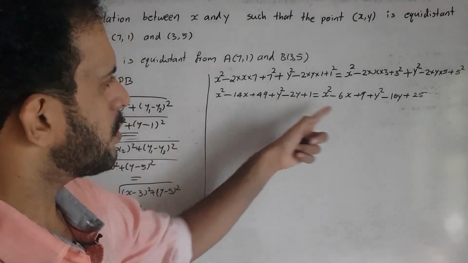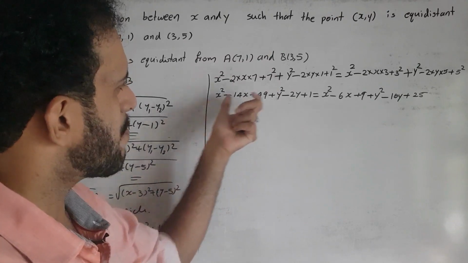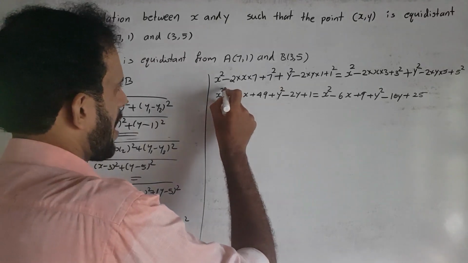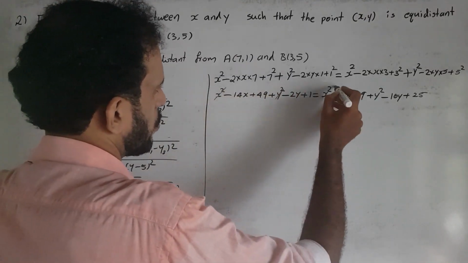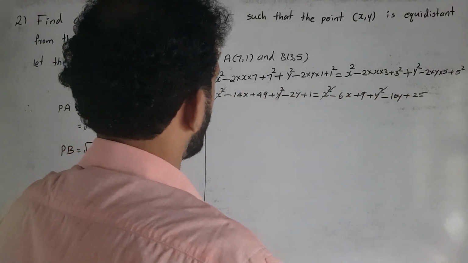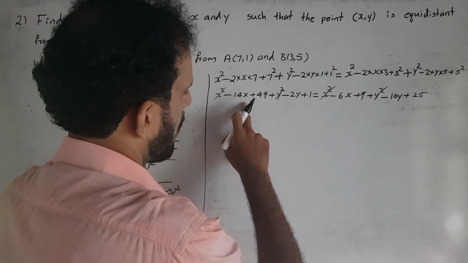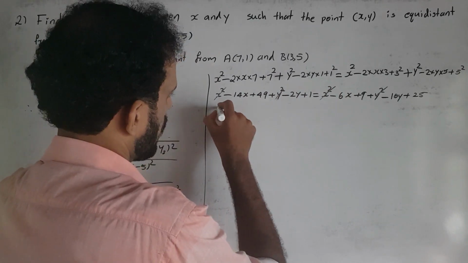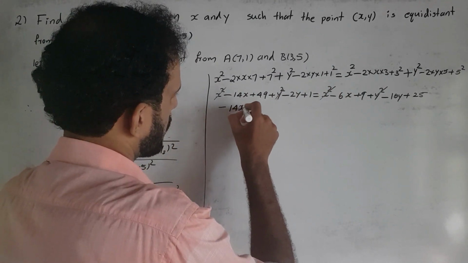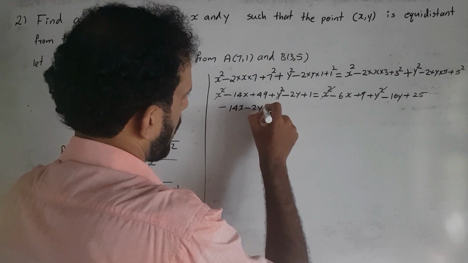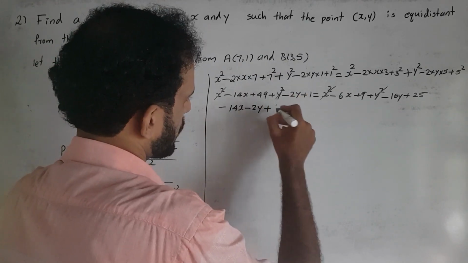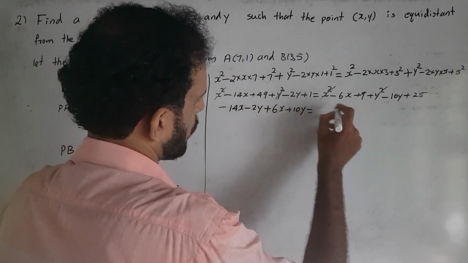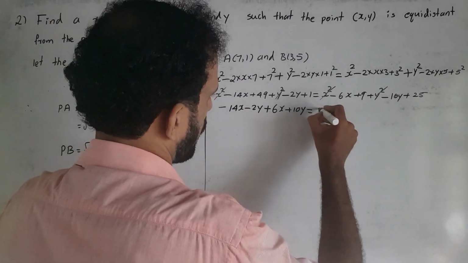Then both sides of the equality sign have the same measurement, so it's possible to cancel. We cancel x square y square and x square y square. Then what remains? Minus 14x minus 2y. Okay, so we take the variables on one side: minus 14x minus 2y, minus 6x will become plus 6x on transposing, plus 10y is equal to 9 plus 25.